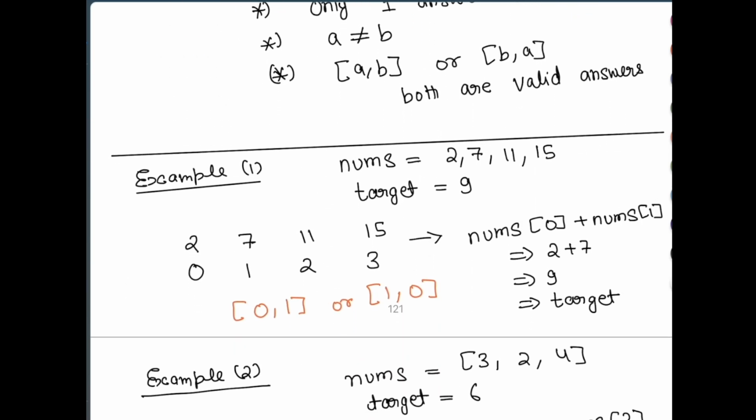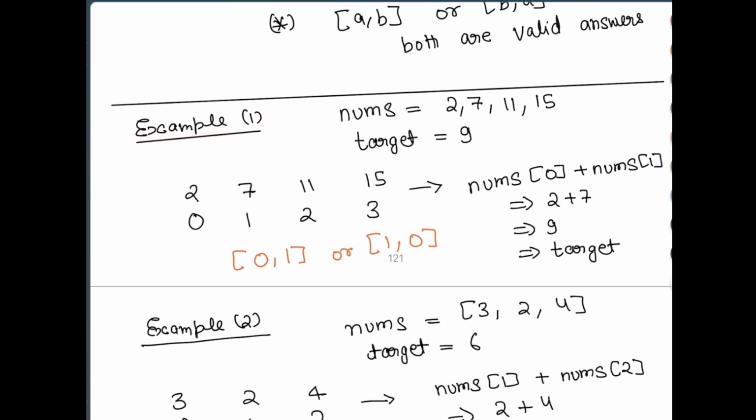Now let us understand this with a few examples. In example number 1, the given array nums is 2, 7, 11 and 15 and the target we need to find is 9. In this case, the element 2 is at index 0, 7 is at index 1, 11 is at index 2 and 15 is at index 3. What can be the answer? You can say 2 plus 7 is 9, right? So the index of 2 is 0, the index of 7 is 1. So what are the valid answers? It can be an array with two elements, 0, 1 or 1, 0. Both are valid answers, so you can return either this or this one.